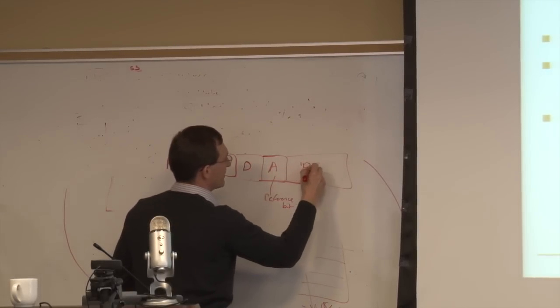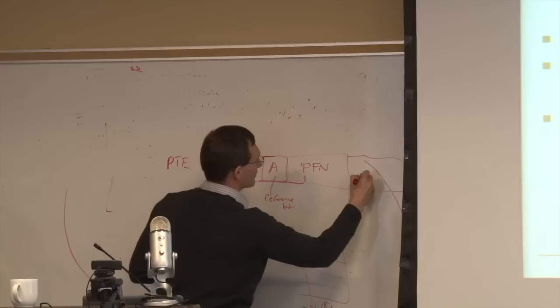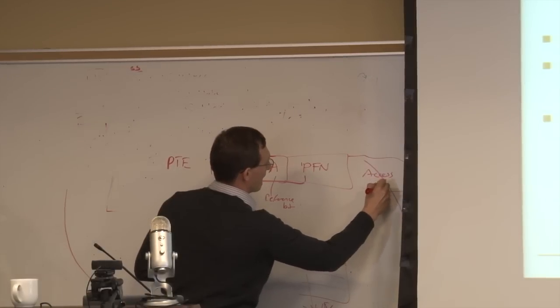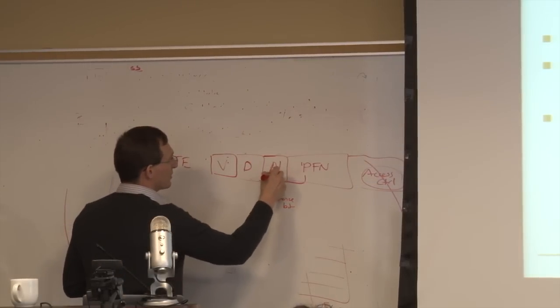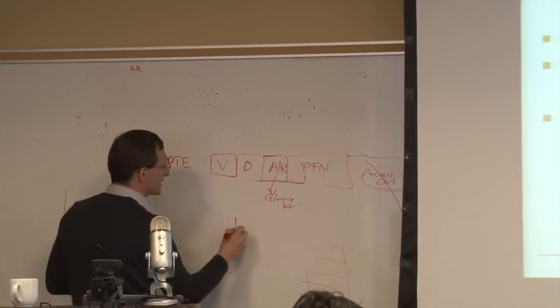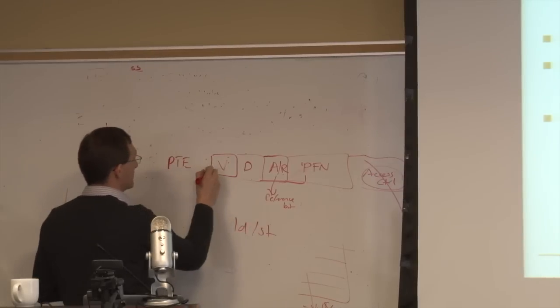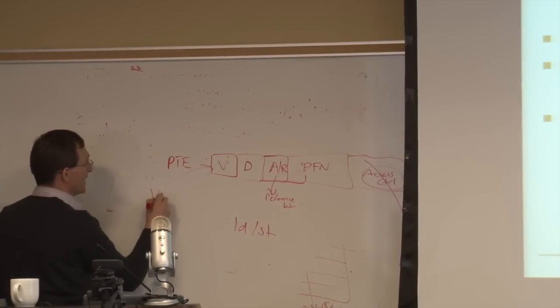And then you have a physical frame number. And you have some access control bits over here. Let's ignore that for now. But this access bit or reference bit is set when the processor does a load or store to this particular virtual page number.